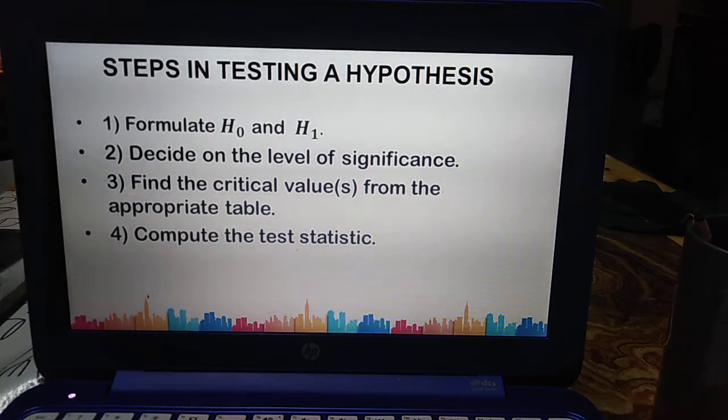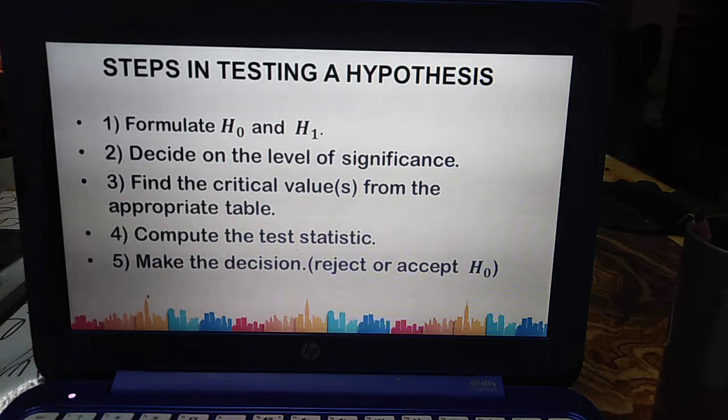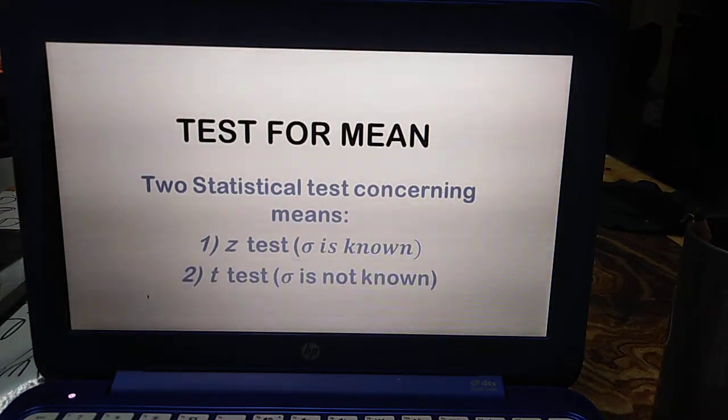Fourth, we now compute for the test statistic. From there, we make our decision either to reject or accept the null hypothesis. And finally, we interpret the results that we have made. There will be two tests for mean. This is the z-test, wherein the population standard deviation is known, and the t-test, wherein the population standard deviation is not known. However, for this lesson, we will only be dealing with the z-test. We will go to the t-test later in the next meeting.